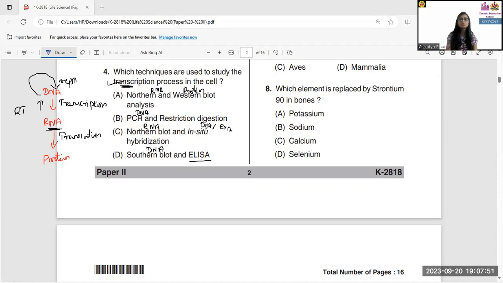In this question, they are asking only about transcription. Transcription means the RNA. So where only RNA appears, you can see northern blotting and also in situ hybridization. Here, with in situ hybridization, both DNA and RNA can be identified, but they are asking only about transcription. That's why option C is the correct answer, which helps to study both northern blotting, that is only RNA, and also in situ hybridization. Okay, just move to the next question.